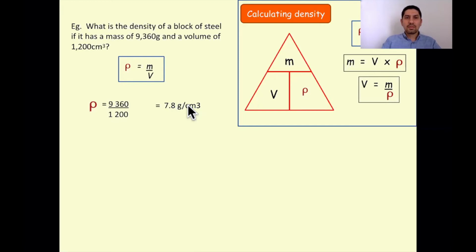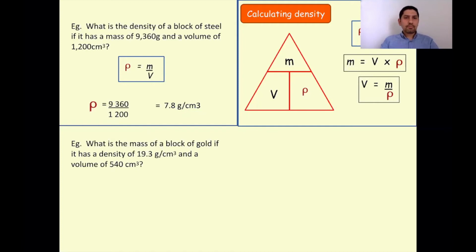SI unit for density is kilogram per meter cube. Gram per centimeter cube is the common unit used for density. Okay, let's see the next question.